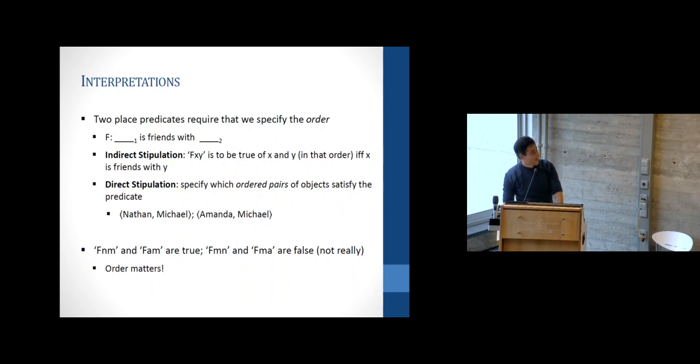Okay. With this direct stipulation, FNM is going to be true. Why? Because I'm saying N refers to Nathan and M refers to Michael. So I have this ordered pair in my extension, so to speak. But FMN is going to be false in this stipulation, right? Because I haven't stipulated that Michael is a friend of Nathan. The order matters also when you give a direct stipulation.